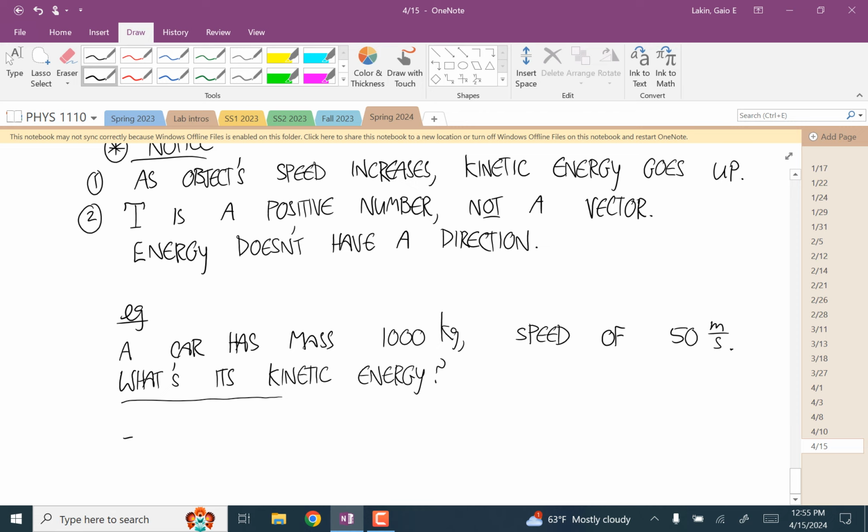Just plug those numbers into the formula and you get a kinetic energy of 1/2 times 1,000 times 50 squared, and you get about 1.25 times 10 to the 6th joules.